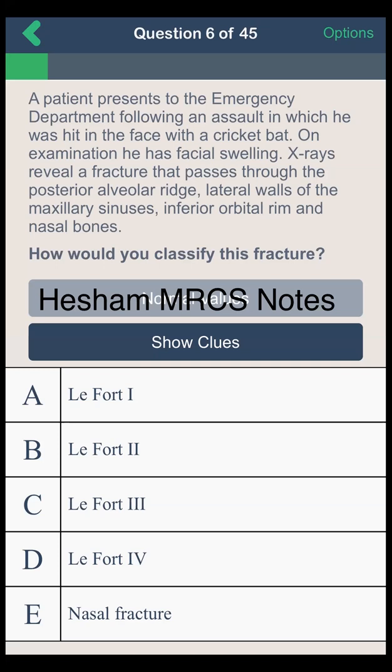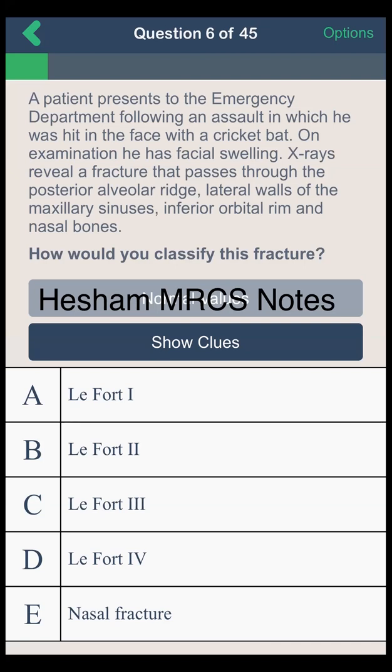A. Le Fort 1, B. Le Fort 2, C. Le Fort 3, D. Le Fort 4, and nasal fracture. Sir, it is a Le Fort 2 fracture, because it's not involving the sphenoidal or ethmoidal sinus. This is a pyramidal fracture, which starts at the frontonasal, then passes through the lacrimal, then through the infraorbital, then through the zygoma and the lateral wall of the maxillary sinus. Okay, this is Le Fort 2, and this describes the pyramidal fracture.